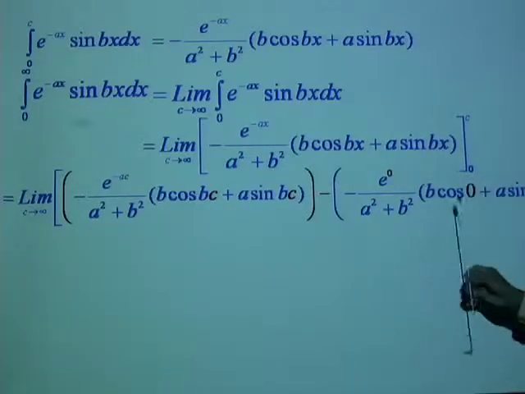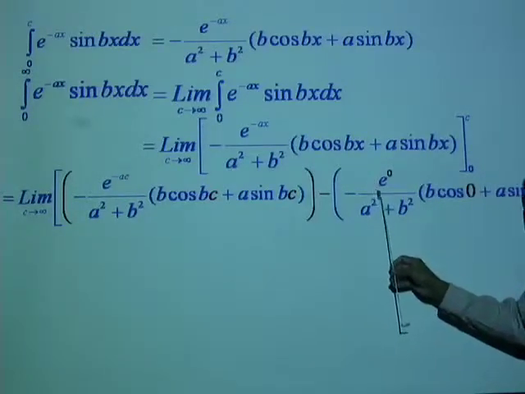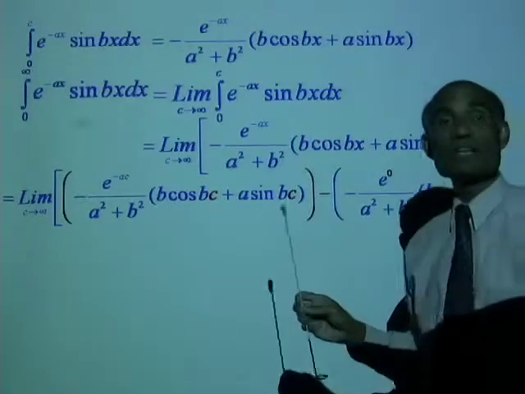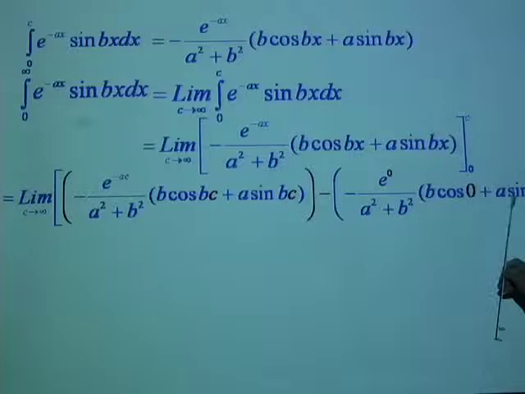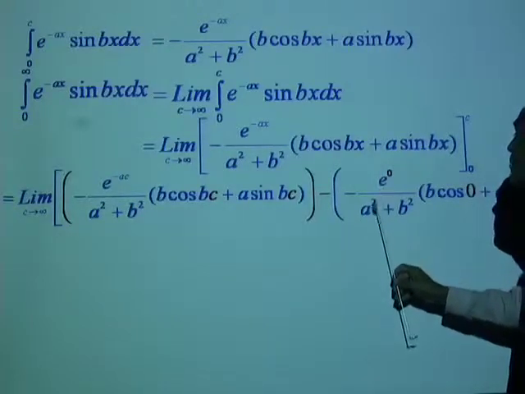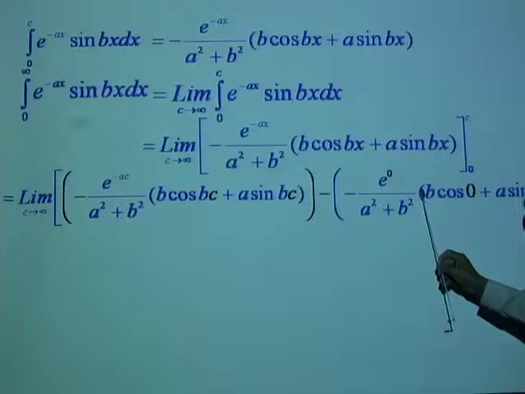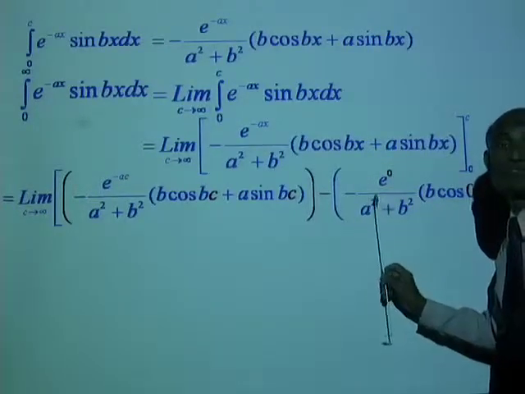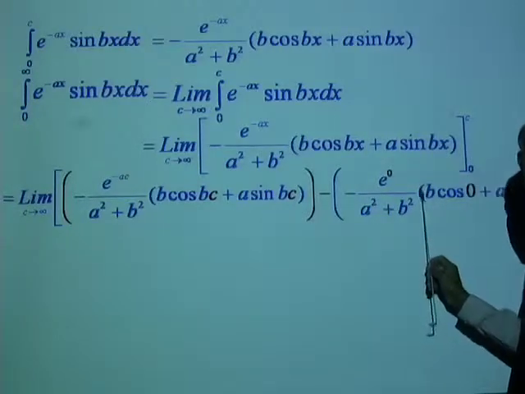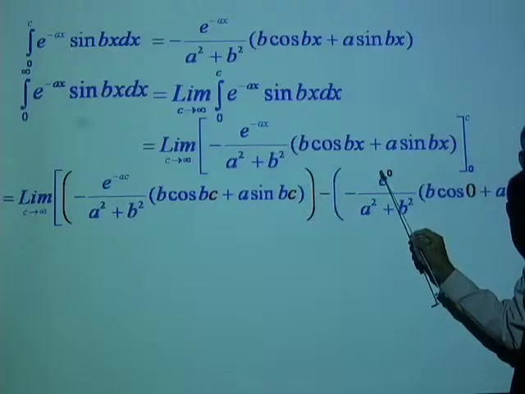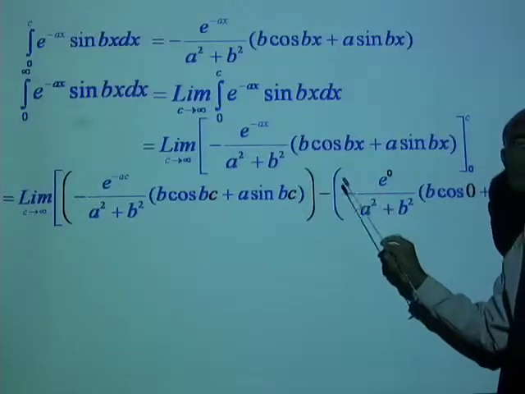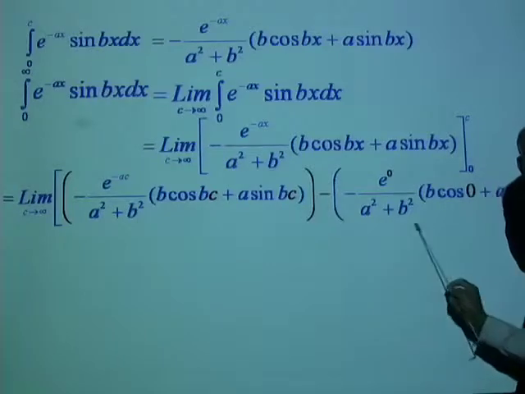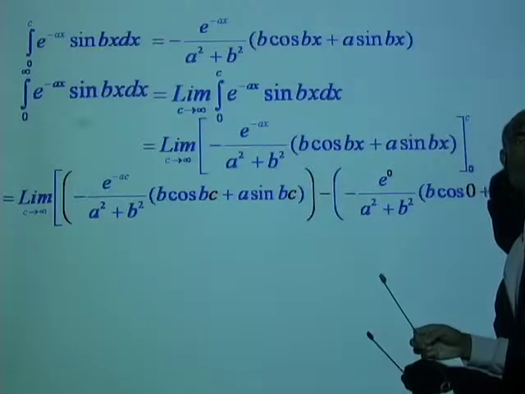Okay, what does that yield you? We can do a number of simplifications here. e to the power of 0 is 1. What's cos 0? Cos 0 is 1. And sine 0 is 0. Therefore, this term here will simply be negative 1 over a squared plus b squared times b plus 0. So tell me what that will simplify to. This quantity will simply be b, and this is 1. So it will be negative b over a squared plus b squared, and the negatives will combine to give you positive. So that will simply be b over a squared plus b squared.